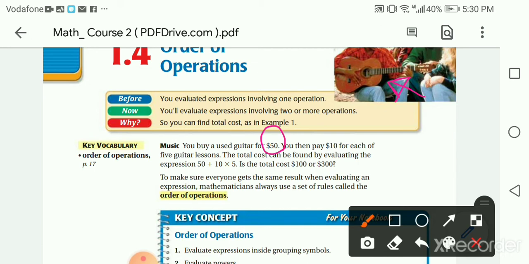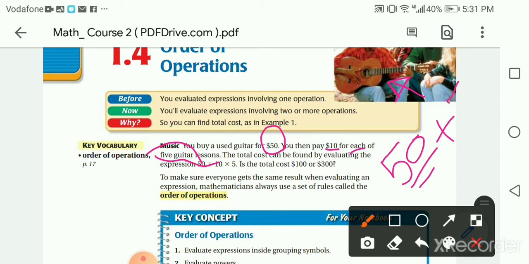You then pay $10 for each of 5 guitar lessons. This is important. For each. So what amount of money did I pay here? 50, the cost of the guitar, plus each time I train, each lesson is $10. How many lessons do I take? 5 guitar lessons.